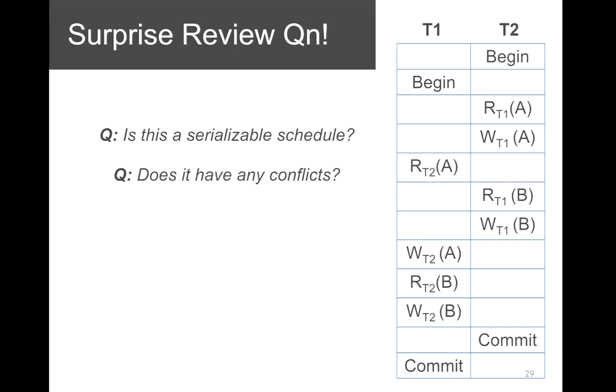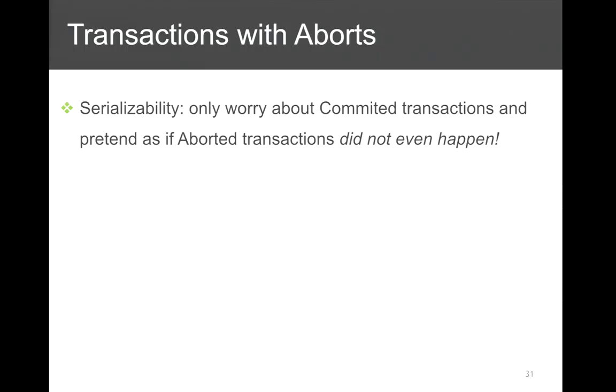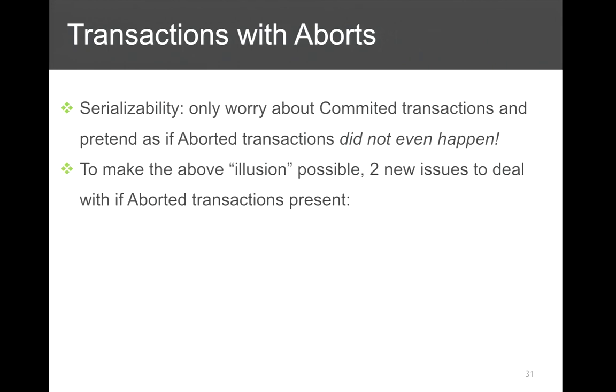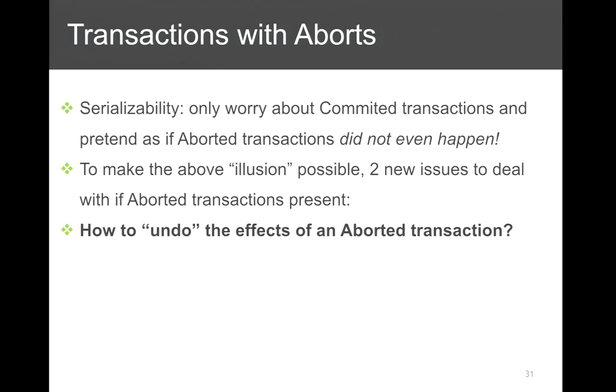If the transaction is running, and then this transaction starts, and then suppose this transaction gets aborted, then you end up in trouble. So let's talk about aborted transactions. Notice that serializability only talks about committed transactions, and it pretends as if aborted transactions do not even exist. They did not even happen. That's an illusion created by the transaction manager, and it is only possible if we deal with two new issues caused by aborted transactions. The first one is undoing the effects of an aborted transaction. All changes made by an aborted transaction have to be undone.